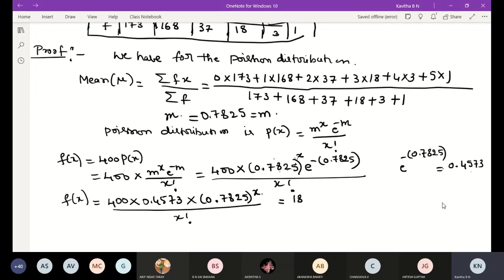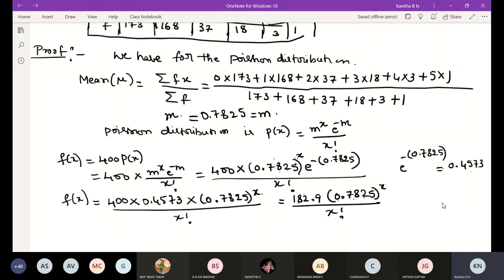Okay, I'm writing, you check whether this is correct or wrong. 182.9. Is it correct? Check it using the calculator and tell me. Okay, 182.9 into 0.7825 whole to the power of x by x factorial.